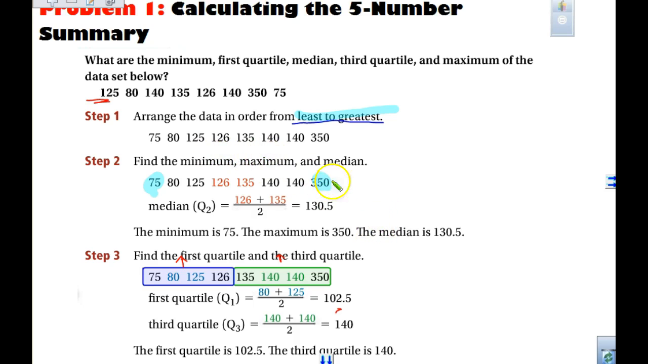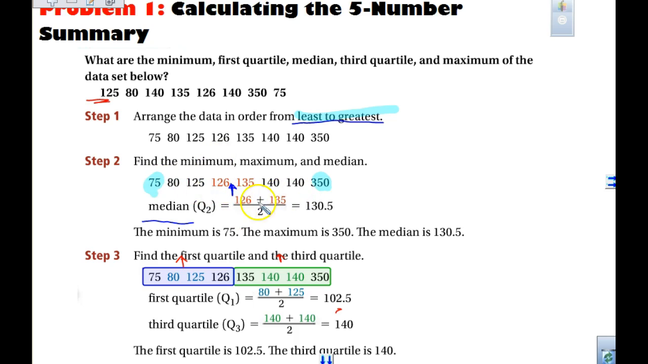What do we do if it's between two numbers? We have to find the average of those two, okay? So halfway between 126 and 135, that's going to be my median, the exact middle. Now, if there were an odd number of numbers, it's that exact middle number. This had an even number, right? So we take 126 plus 135, add that first before you hit division by 2, right?